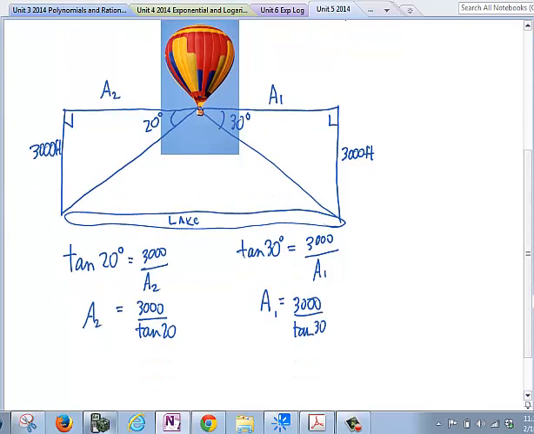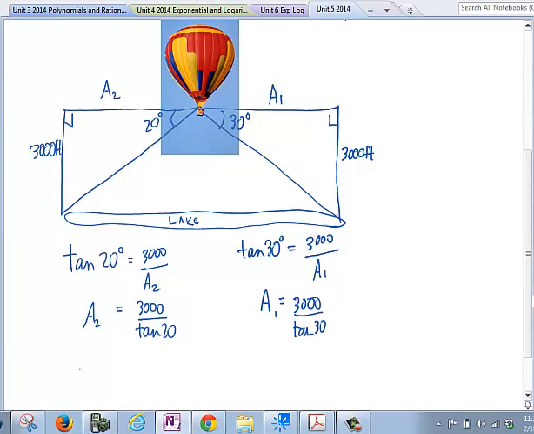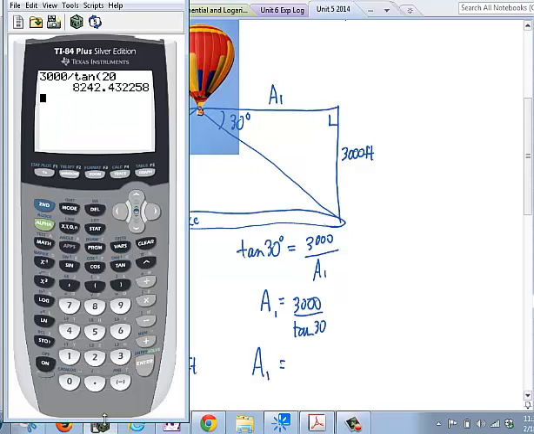So all we need to do is use your calculator and compute these values. So we have 3,000 divided by tan of 20 for the amount on the left, and that would be 8242.43. And then the other one is equal to 5196.15.